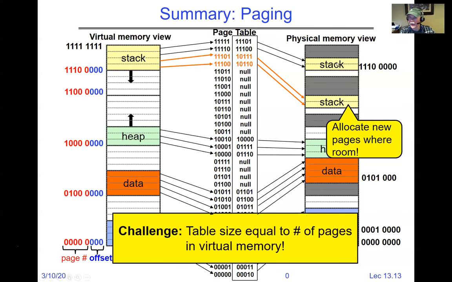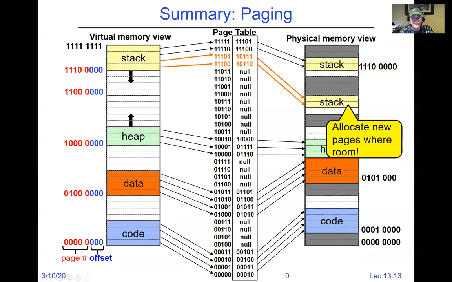Now, these things in gray might be being used by a different process, but that doesn't mean that this page table doesn't have to have null entries for everything, whether or not it's being used. If you think through why that is, the reason is that we have a very simplistic translation mechanism. We split some bits off the top, and we use those bits as an index into the page table.